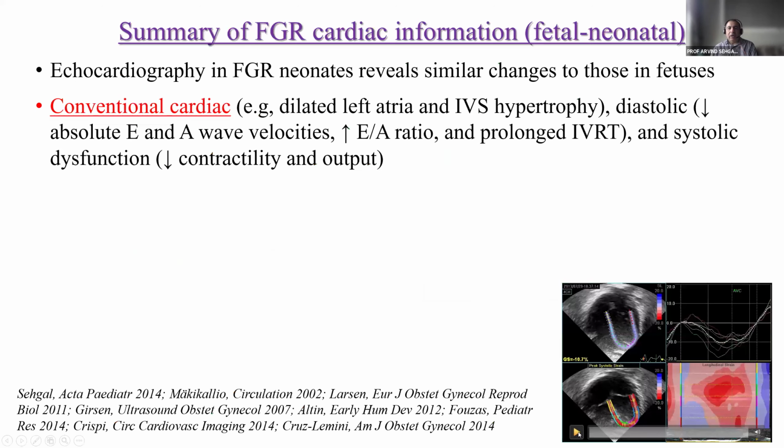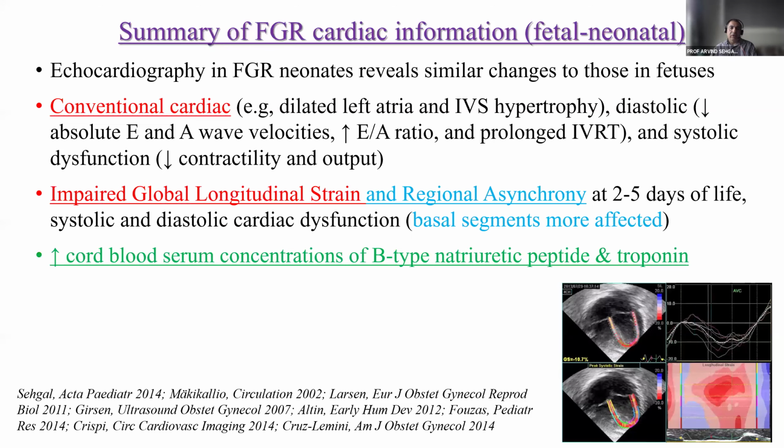So what is seen in the heart? We know that echocardiography in newborns reveals very similar features to those seen by fetal ultrasounds. Conventional echo has shown a dilated heart, hypertrophy, diastolic dysfunction, and also systolic dysfunction. Some of our own work using speckle tracking echocardiography has also shown very early on that systolic and diastolic function is affected. The beauty of this technology is that it can tell you which part of the heart is more affected. The basal segments are more affected, as the orientation of fibers makes them more susceptible to chronic hypoxia.